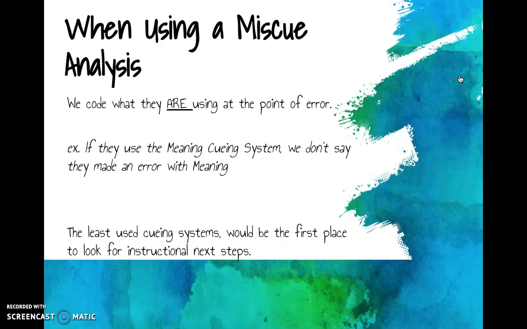Another tip is that once we have done the whole analysis and we see which cueing systems are being used the least, this would often be the first place to look for instructional next steps. This doesn't mean we can't refine the more used cueing systems, but we would want to start definitely with the cueing systems that students aren't accessing yet.